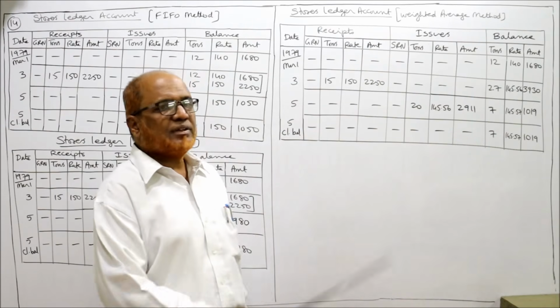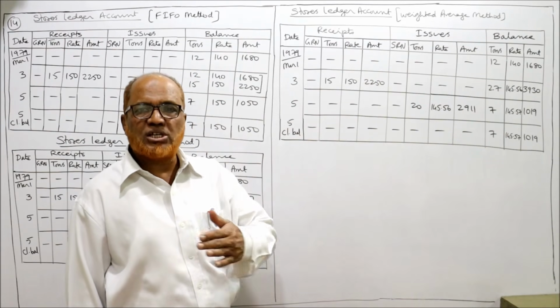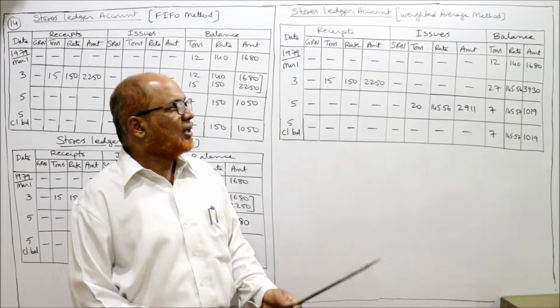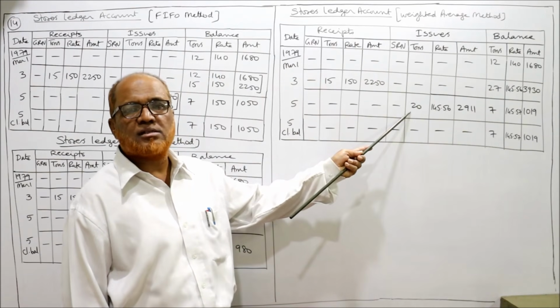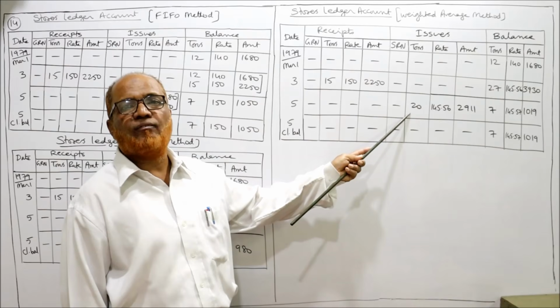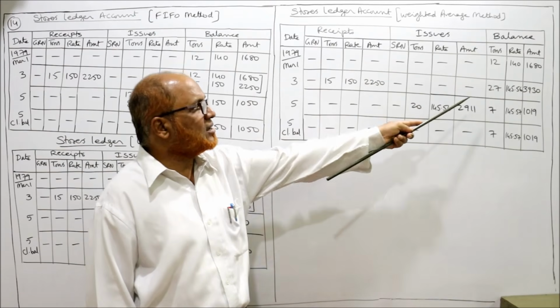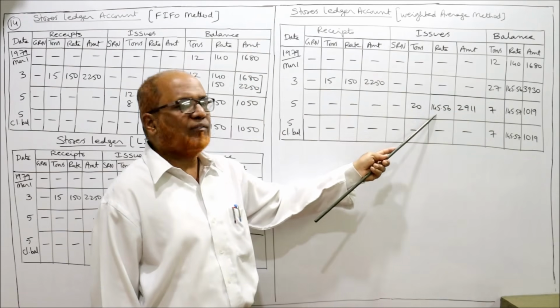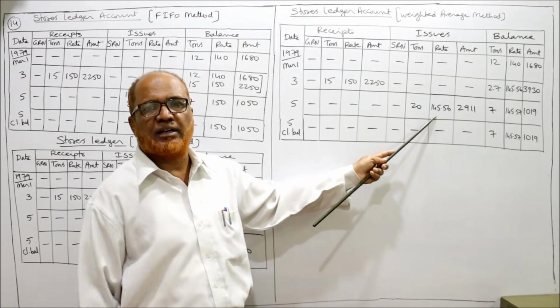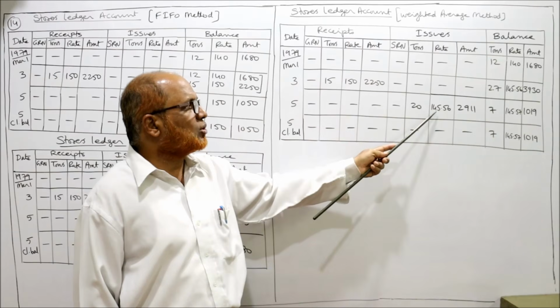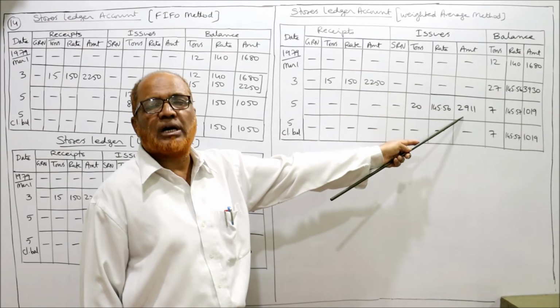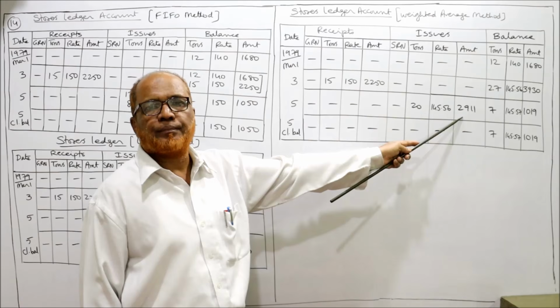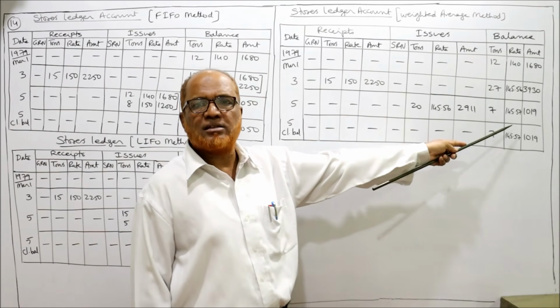Now, on 5th March, there is an issue of 20 tons. So in the issue column I have taken 20 tons. The price is the weighted average price. What is the weighted average price here? 145.56. At 145.56, I am issuing the material. Multiply 20 into 145.56, 2911. That's all.